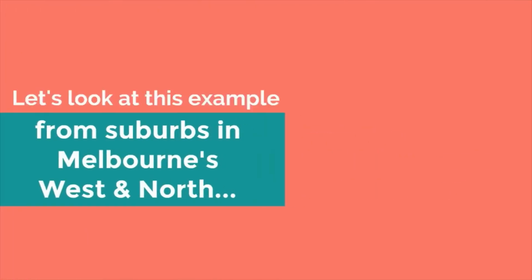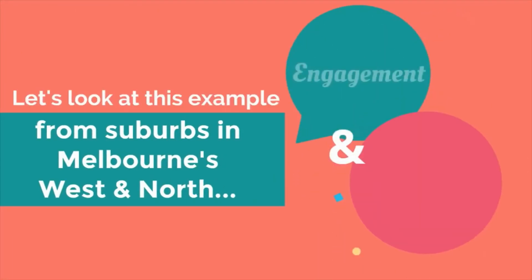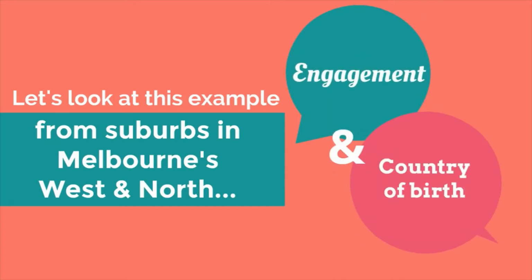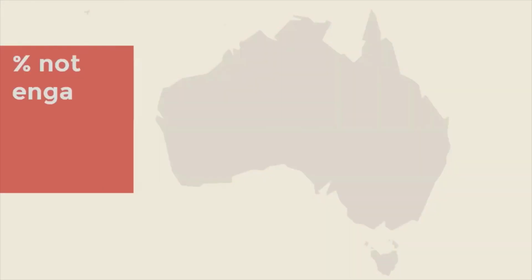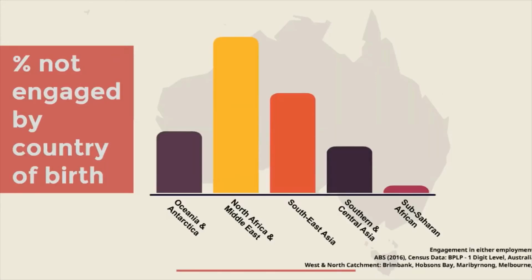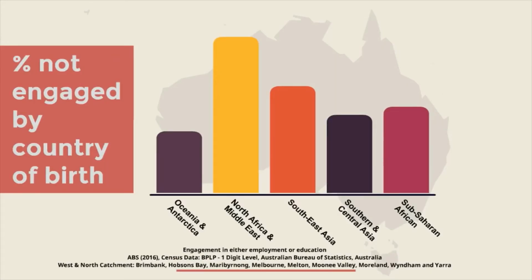Let's look at this example from suburbs in Melbourne's west and north, comparing engagement with countries of birth, where if you were born in a country other than Australia, you are less likely to be engaged and more likely to be socially excluded.